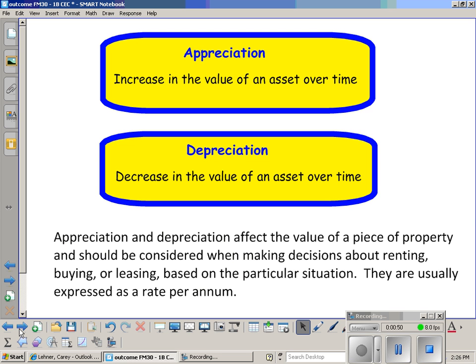Appreciation is an increase in the value of an asset over time, and depreciation is the decrease in the value of the asset over time. Appreciation and depreciation affect the value of a piece of property and should be considered when making decisions about renting, buying, or leasing based on that particular situation. They are usually expressed as a rate per annum.